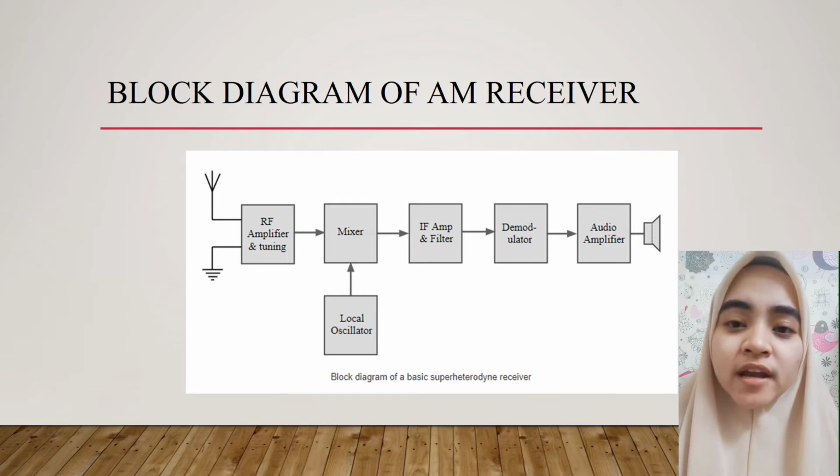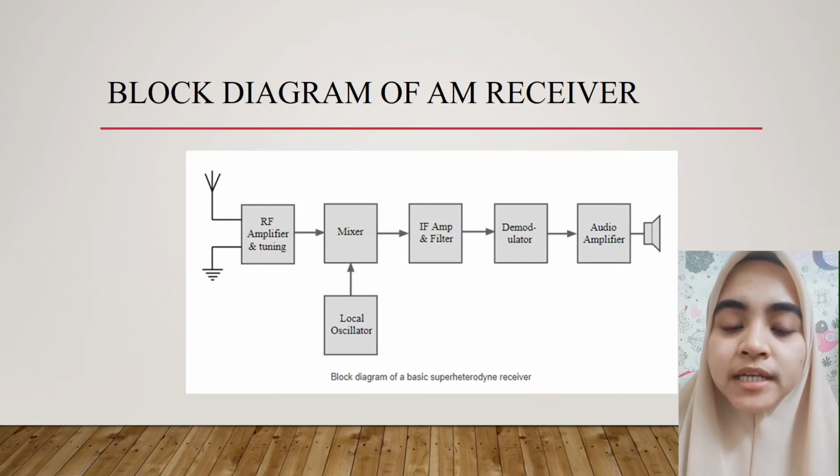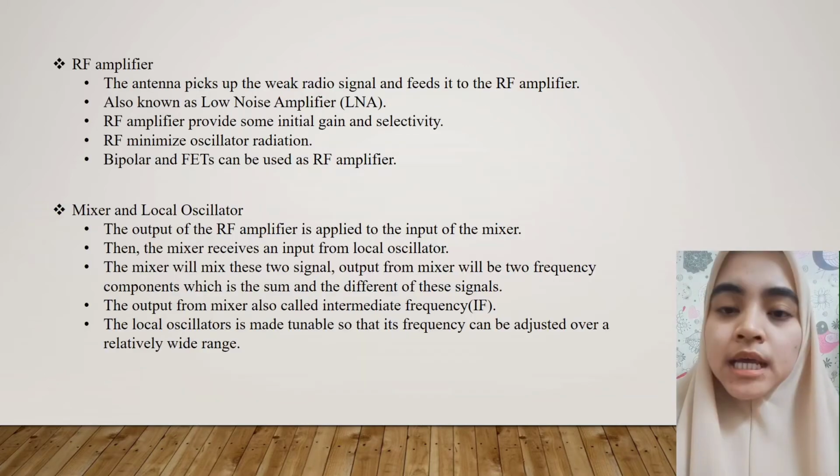This is the block diagram of super heterodyne receiver. If you can see, there are 6 elements that consist in this block diagram. There are RF amplifier, local oscillator, mixer, IF amplifier, demodulator, and audio amplifier. For this mini project, I will apply this block diagram into the amplitude modulation and demodulation circuit. Next, I will explain for each component that consists in this block diagram.